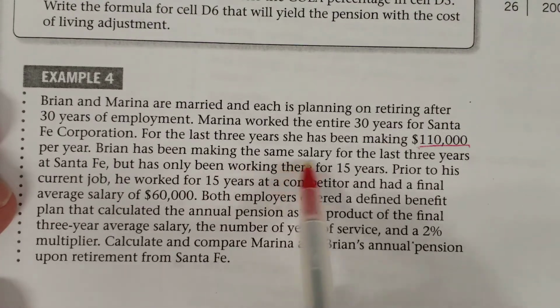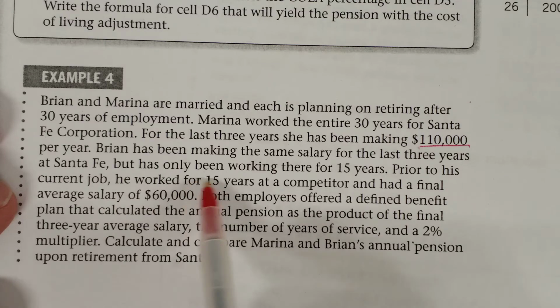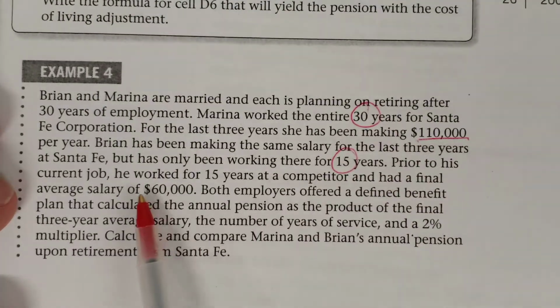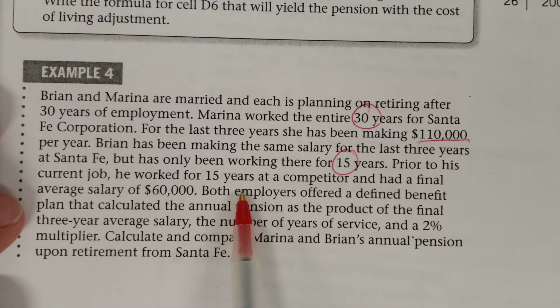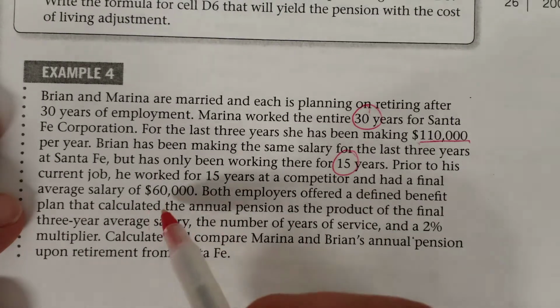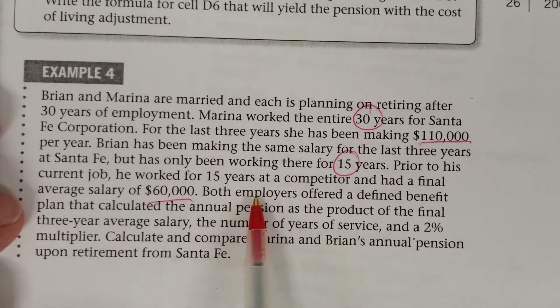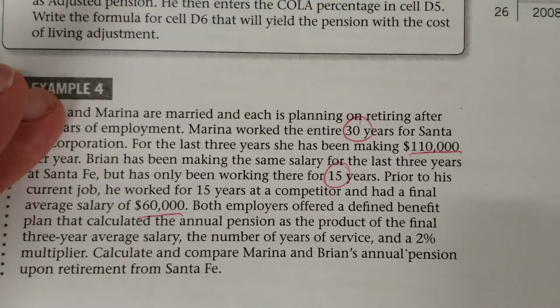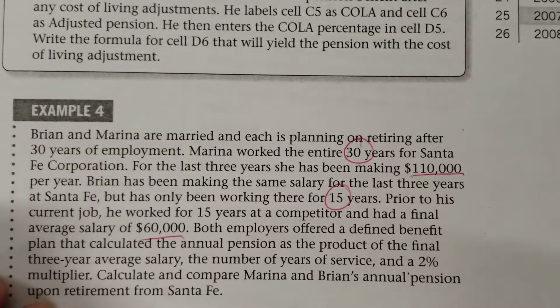Brian has been making the same salary for the last 3 years at Santa Fe, but has only been working there for 15 years. Prior to his current job, he worked 15 years at a competitor and had a final average salary of $60,000. Both employers offered a defined benefit plan that calculated the annual pension as the product, so we're going to be multiplying, of the final 3-year average salary, the number of years of service, and a 2% multiplier. Calculate and compare Marina and Brian's annual pension upon retirement from Santa Fe.